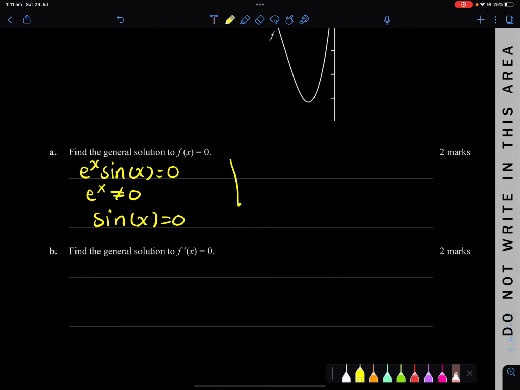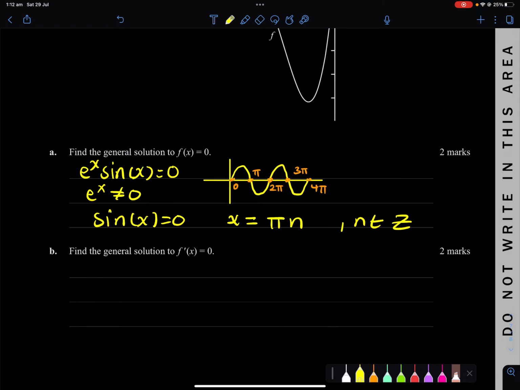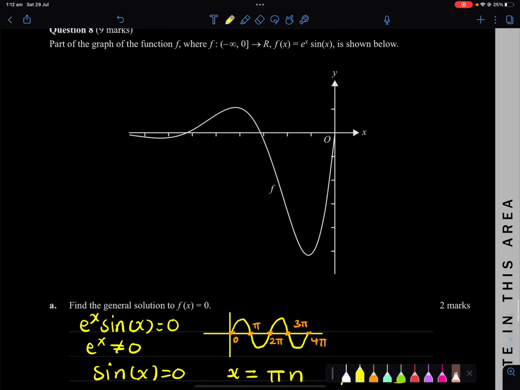So if we draw a graph of the sine function, when does it equal 0? Here would be pi, 2 pi, 3 pi, 4 pi. These values over here, and this will be 0. So we can see that it's equal to 0 at every pi. It's the multiples of pi. So your x value can be written as x is equal to pi n, where n is an element of all integers. Is it?